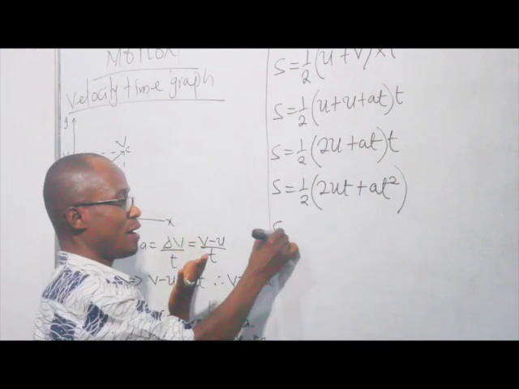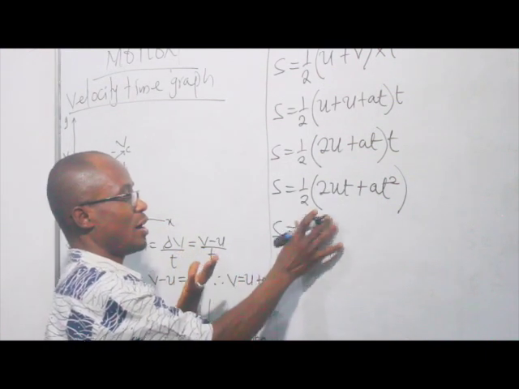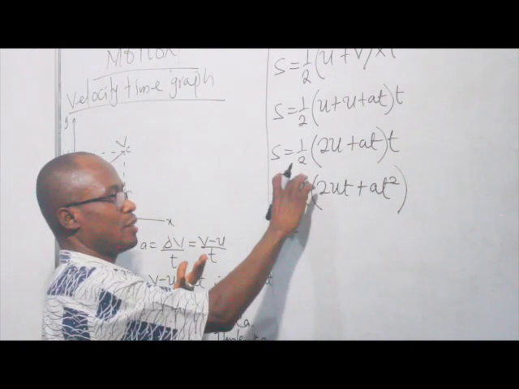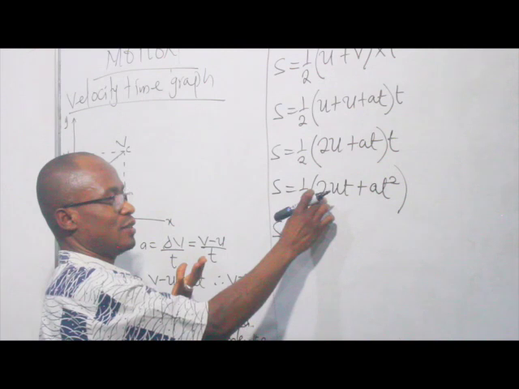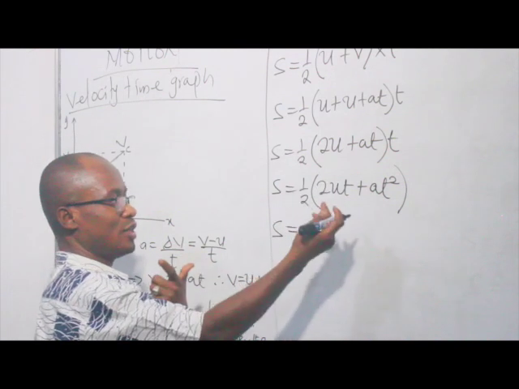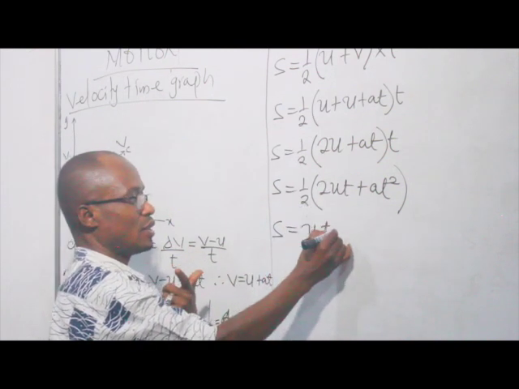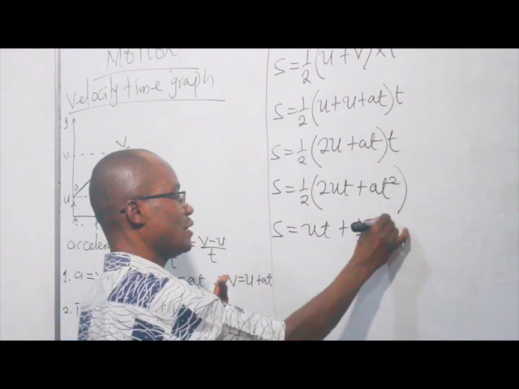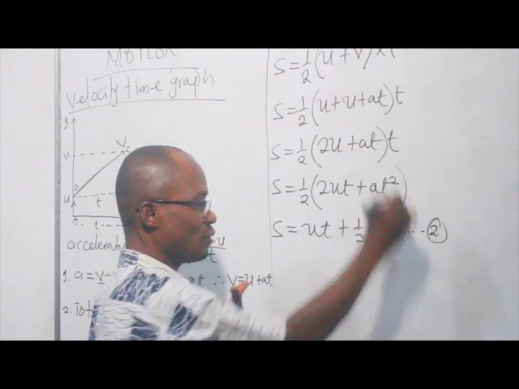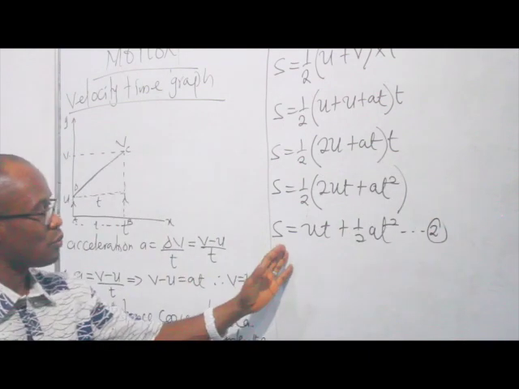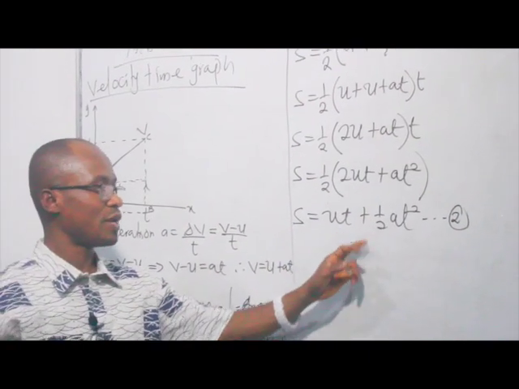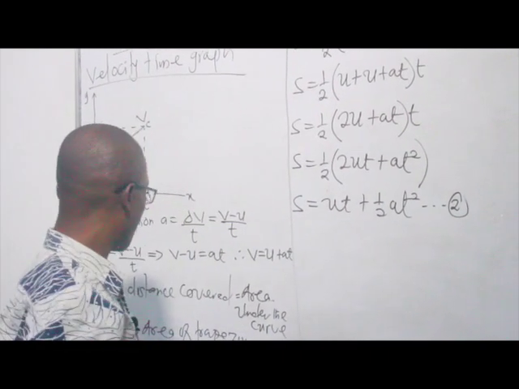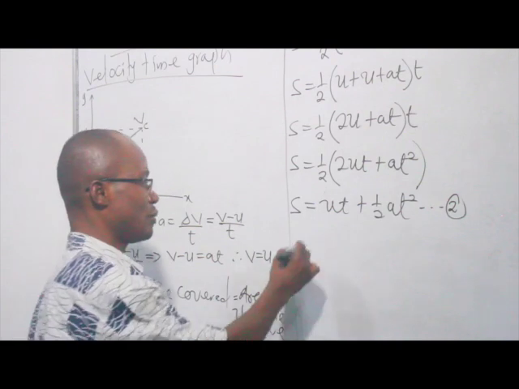So at the end of the day, we have S equals half times 2ut. Since this is the inverse of this, a number times its inverse is unity. We have ut, plus half times at squared, that is half at squared. This is the second equation of motion. In the second equation of motion, we have S equals ut plus half at squared. Then, to derive the third equation of motion, suppose you say from 1.